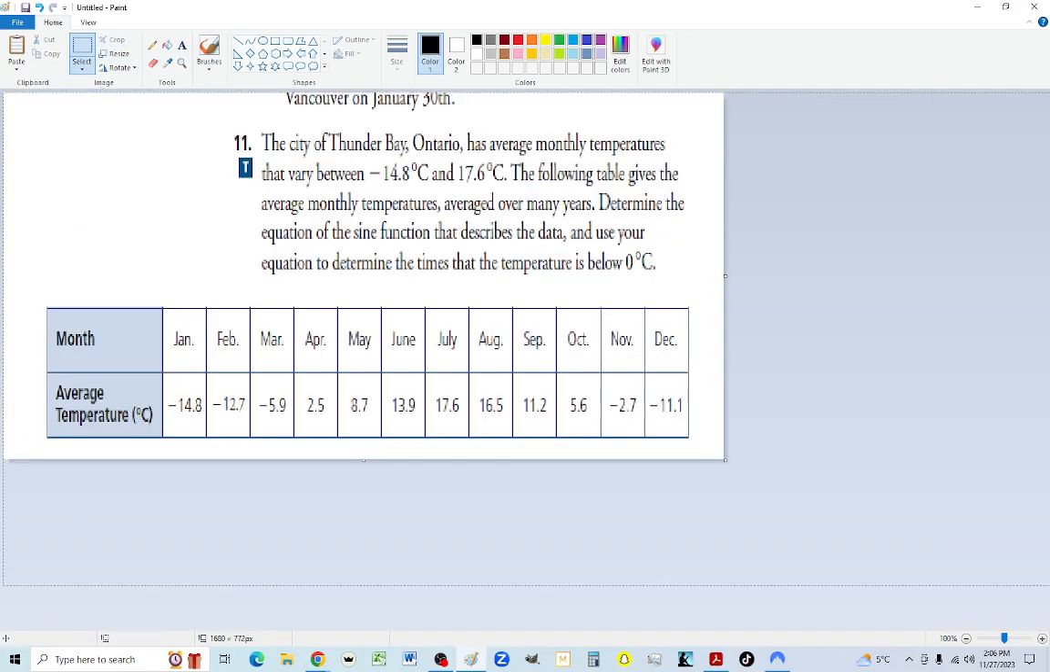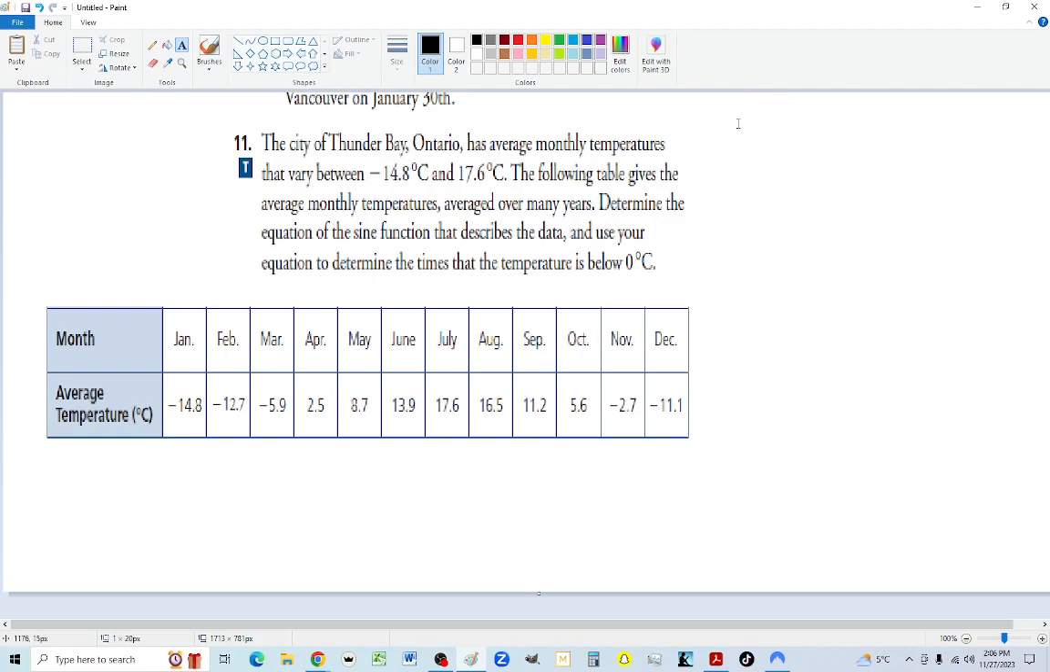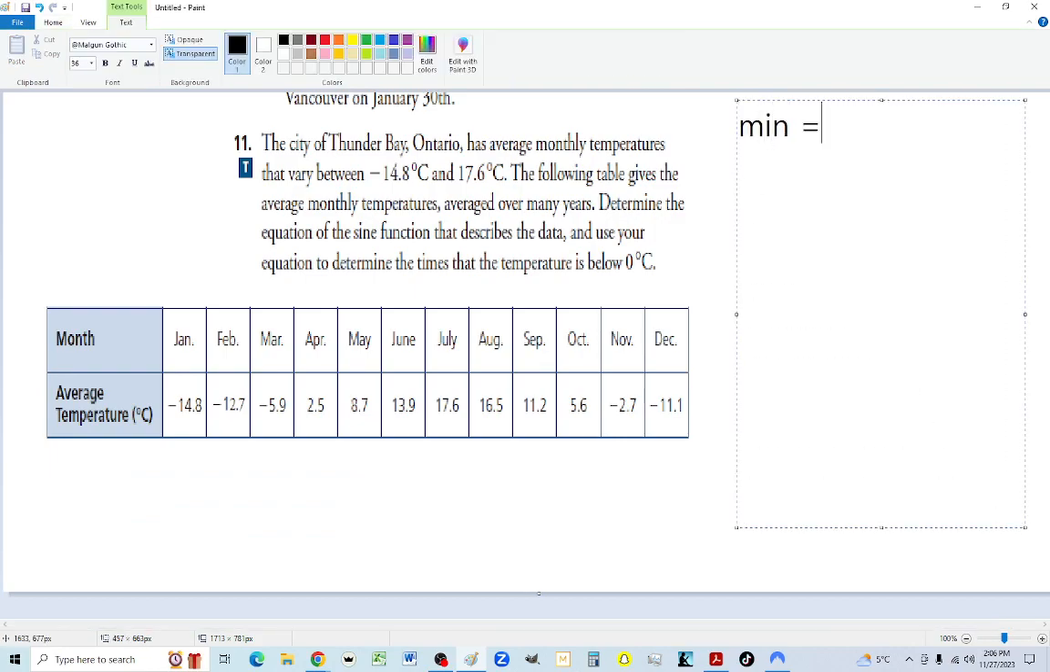So if we're looking at a sine curve, it means the min is minus 14.8, which happens in January, which makes our starting point easier. A good question would be, is that the middle of January or the very beginning of January? We're going to just assume the very beginning. And the max point is 17.6, which happens in July. So numerically, that's interesting because July is the 7th month. So we're going to have to put it right in the beginning of both of these so that it's just 6 months apart. That means our period's going to be 12.